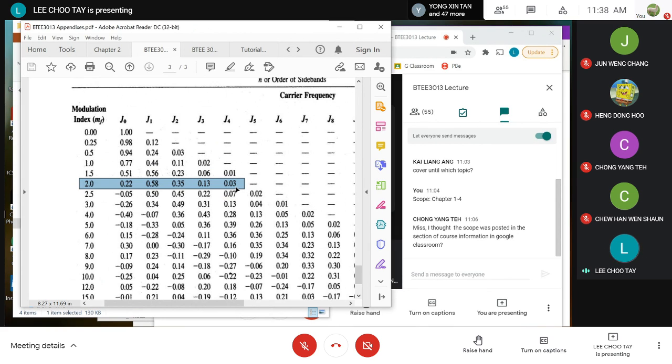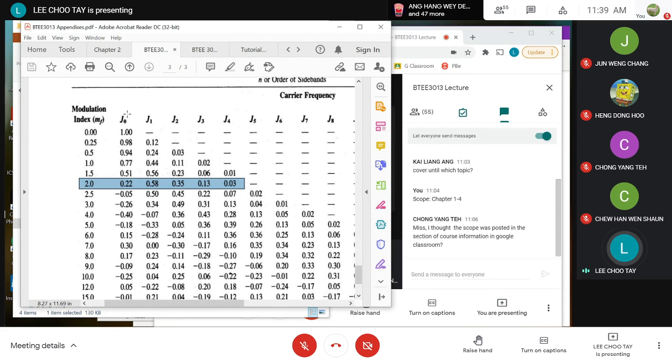How do we find the relative amplitude? As I mentioned in the lecture before, take the Bessel coefficient, the J, and multiply with the carrier amplitude. So you multiply J1 with the carrier signal amplitude: 0.58 multiplied with Vc gives you the amplitude of your first sideband. J2 stands for the Bessel coefficient for your second sideband, and to find its amplitude you take J2 multiplied with Vc.